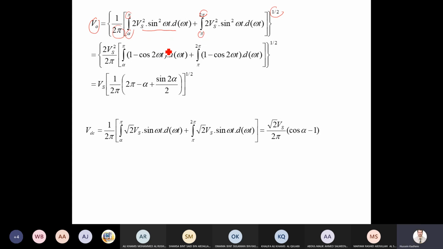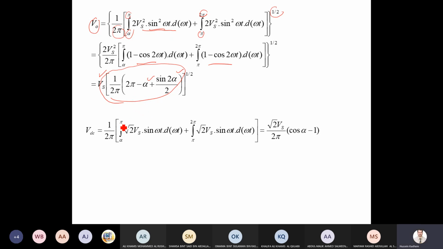Now, what remains is integration. We convert sine square into 1 minus cosine. We integrate, and we get the formula. We need the formula. The formula contains Vs and alpha. You have alpha, you have Vs, so you can find it directly.